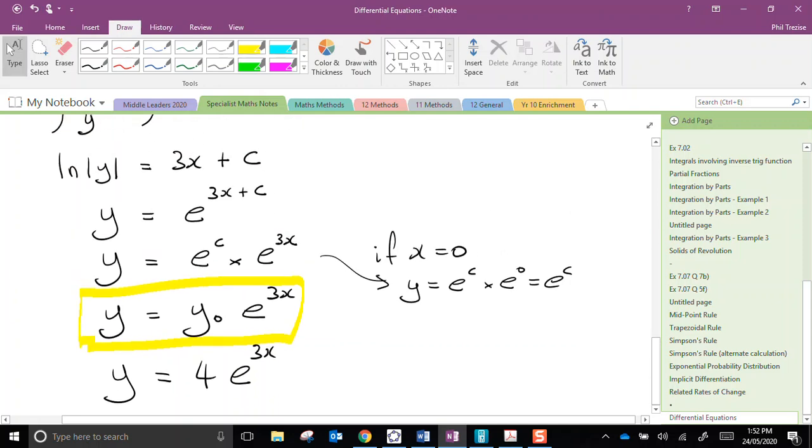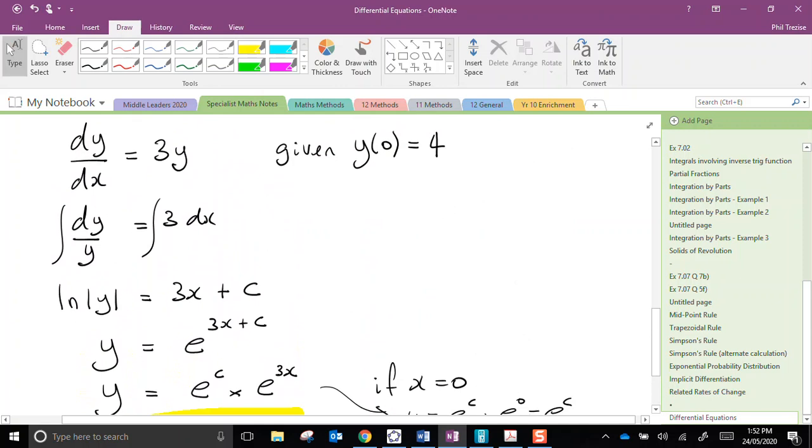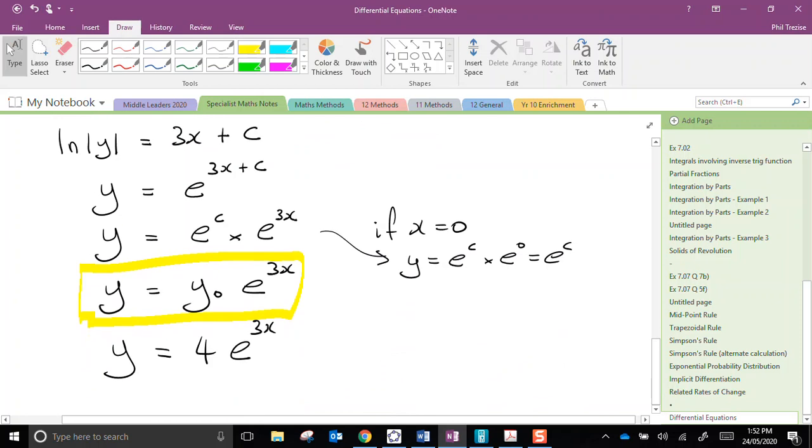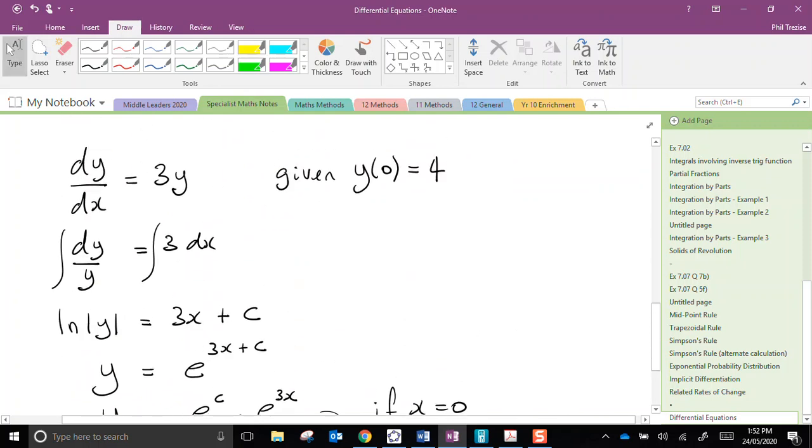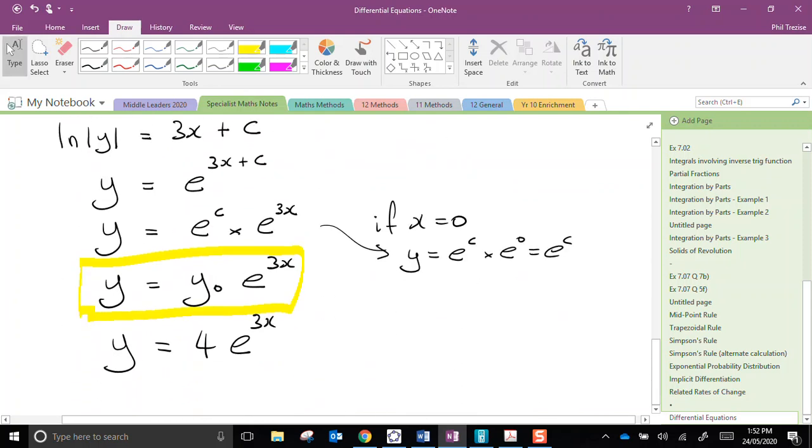So that's how you solve a differential equation where we've got a function of y instead of a function of x. Remember, it's the same process. Separate the variables, integrate both sides, and then simplify and isolate y as the subject of the equation. Use the initial conditions, if they're given, to write a specific solution.